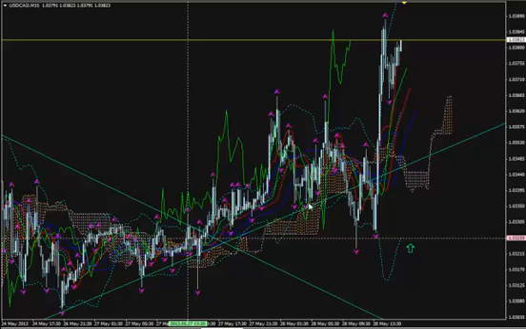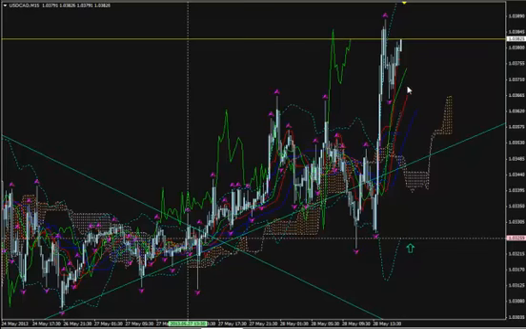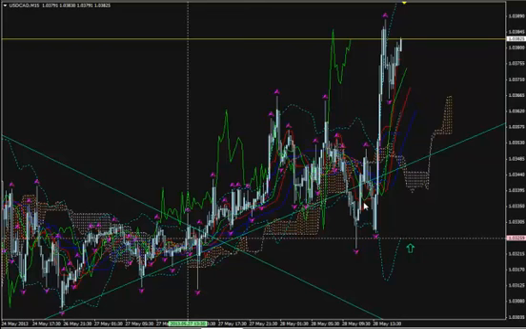I'm using Ichimoku Kinko Hyo, and I have superimposed Bollinger Bands, Alligator, the three colored lines, and fractals, the purple arrows. Alligator and fractals are Bill Williams indicators. They come with your MetaTrader, as also Ichimoku.